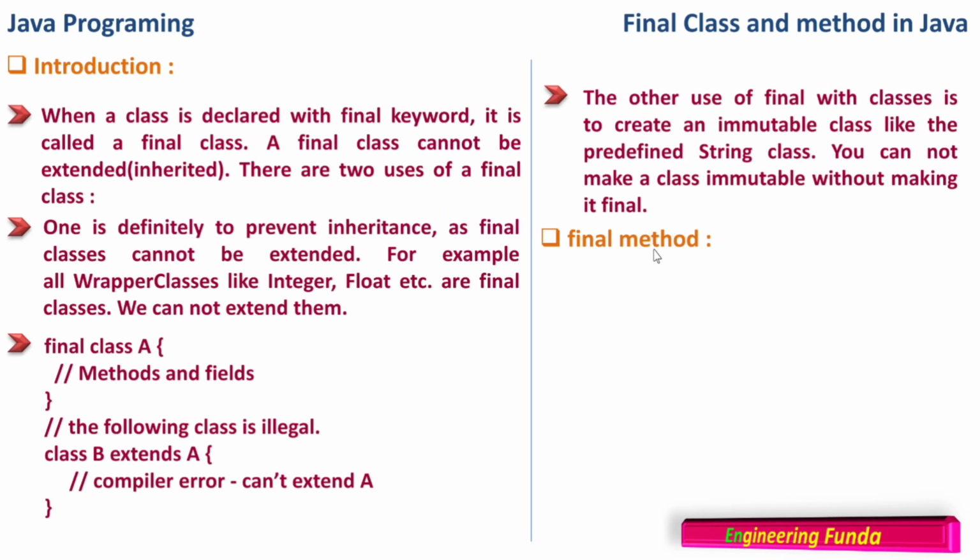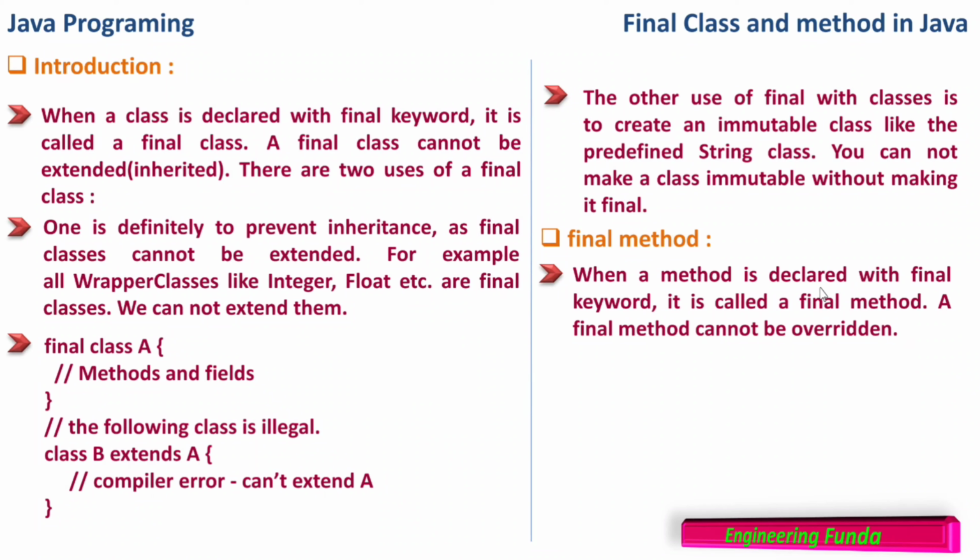Next we have the final method. What is a final method? When a method is declared with the final keyword, it is called a final method. If we write final in front of the method declaration, then we say that it is a final method. A final method cannot be overridden. Now what is the purpose of a final method? The purpose is that if we want that a method cannot be overridden, then we write the final keyword in front of it.